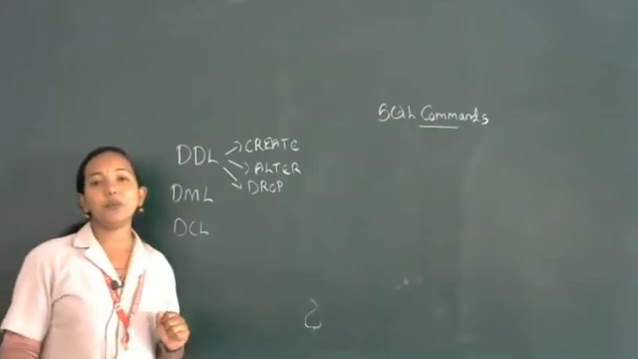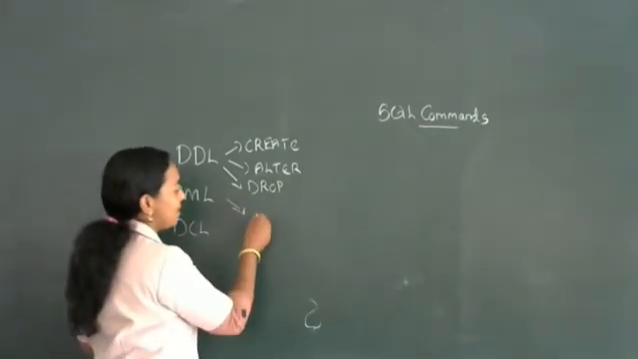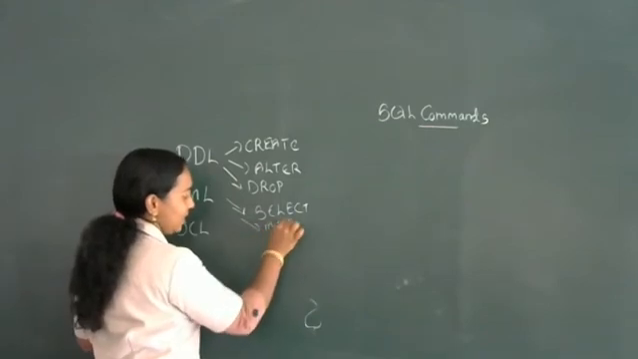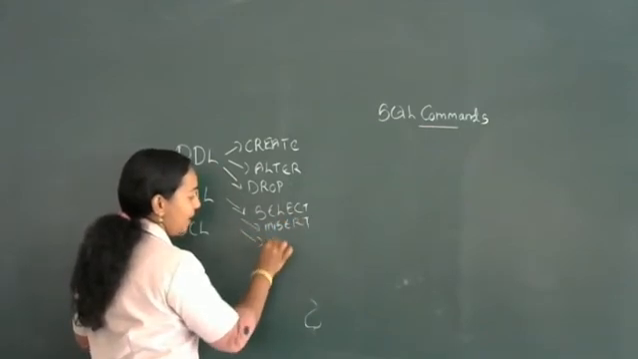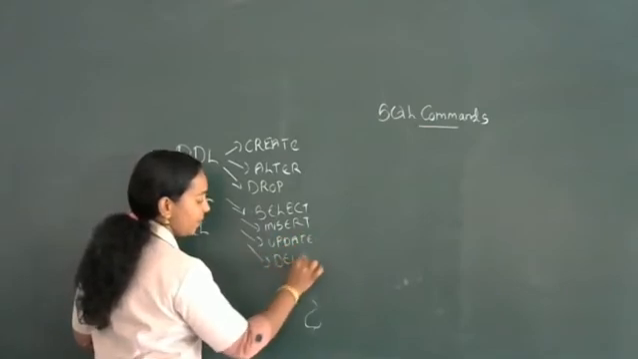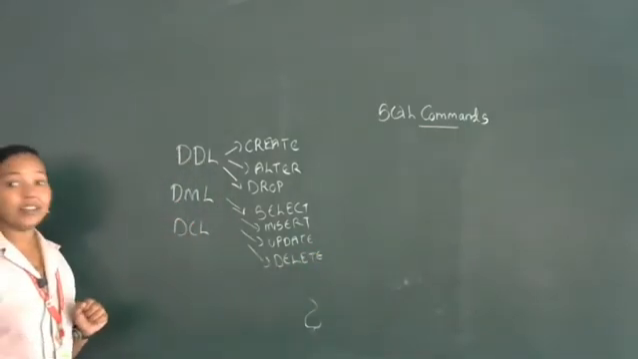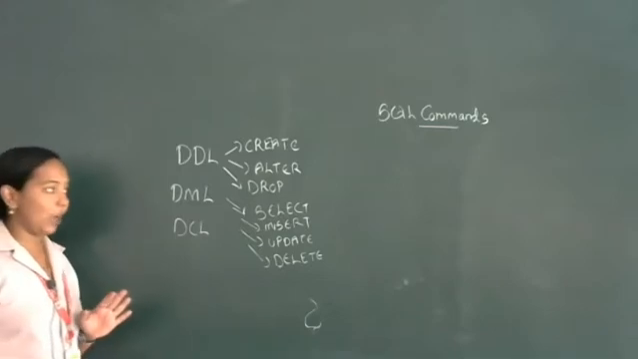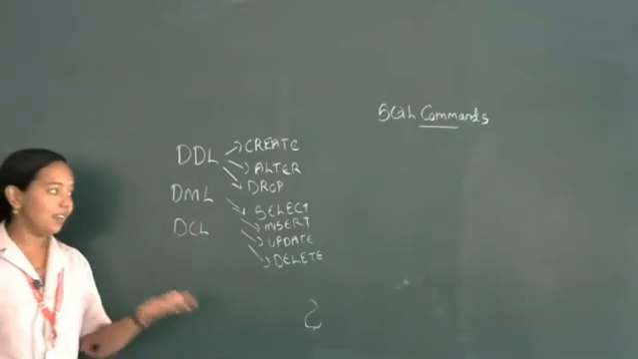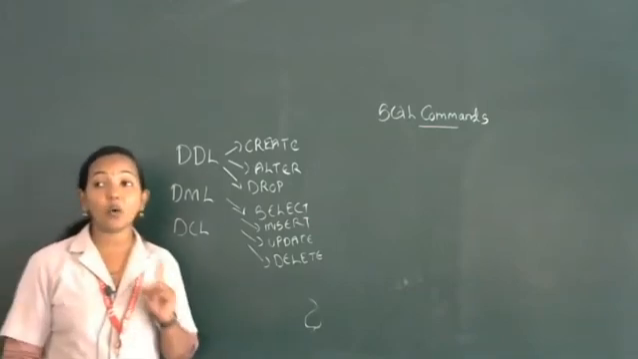Then data manipulation language, to modify the database. The commonly used commands are select, insert, update, and one more, delete. So these are the 4 SQL commands that we use in DML. Select is to select the rows, insert is to insert rows into tables, update is to modify the values, and the last one is delete, to delete a row from a relation.